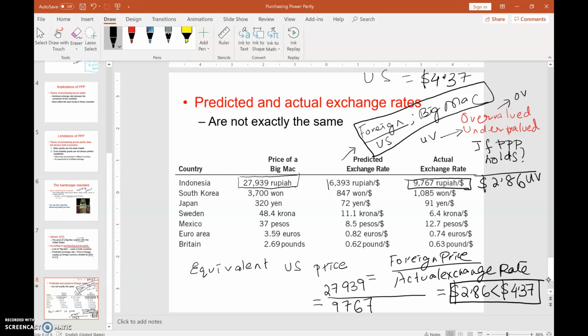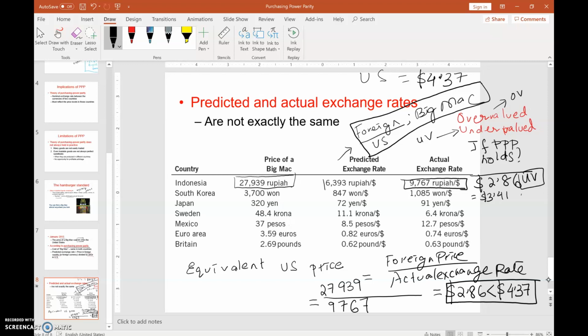So I'm just going to say Indonesia is undervalued compared to the US. Now, if you pick up another country, say South Korea, the price of a Big Mac in South Korea is 3,700. You divide this by the actual exchange rate, which is 1,085 won, and you get 3.41. This is also undervalued.